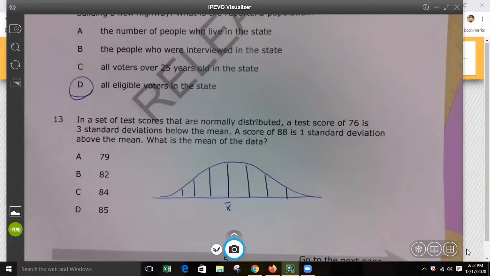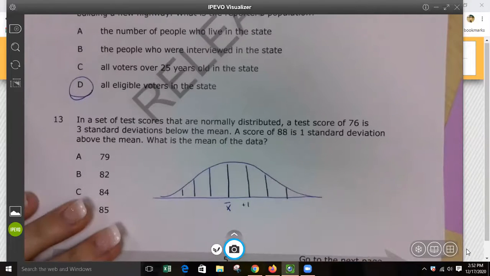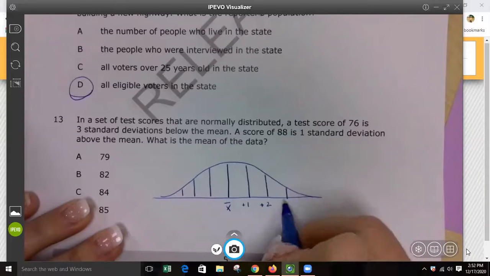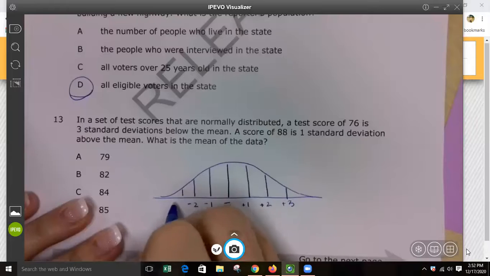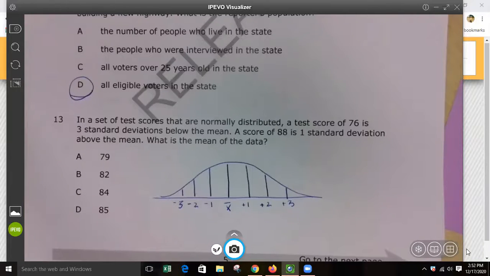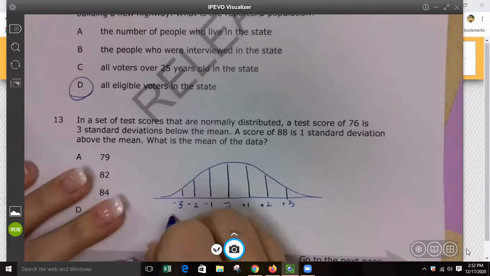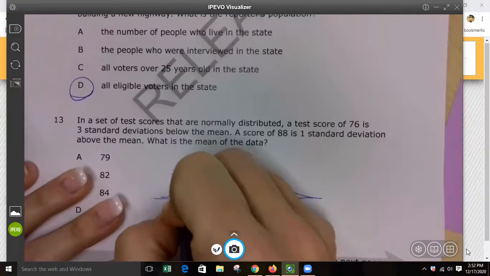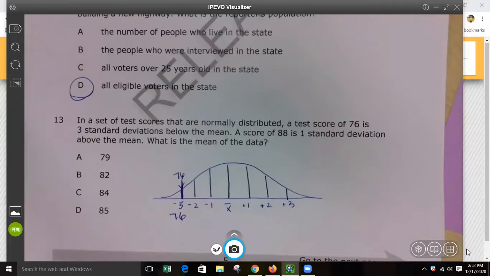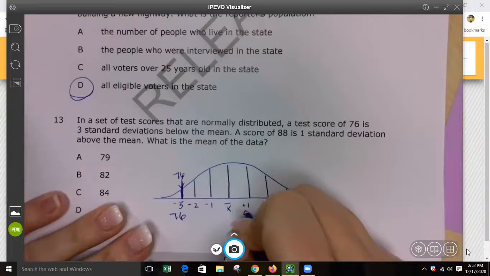But it could be more, but that's usually the range that they're looking at. Okay. So this is 1 standard deviation above, so it's a +1, 2 above, 3 above. This would be 1 below, so a -1, -2, and -3. So it says in a set of test scores that are normally distributed, a test score of 76 is 3 standard deviations below the mean. So this is 76, this one right here is 76. A score of 88 is 1 above.